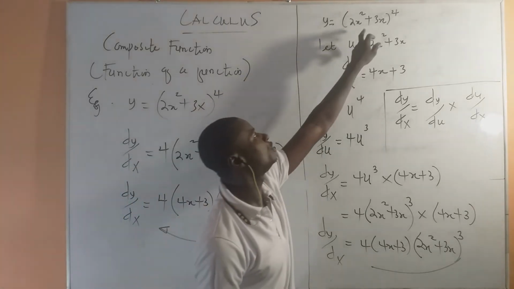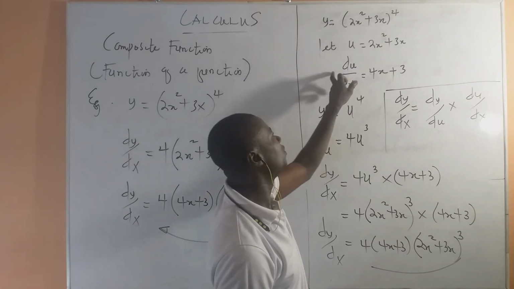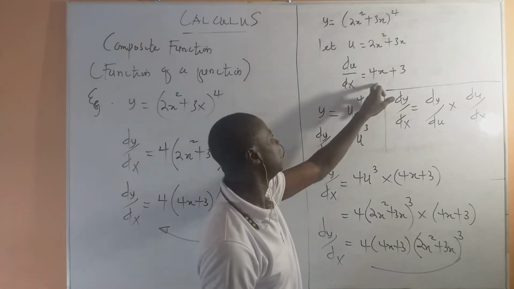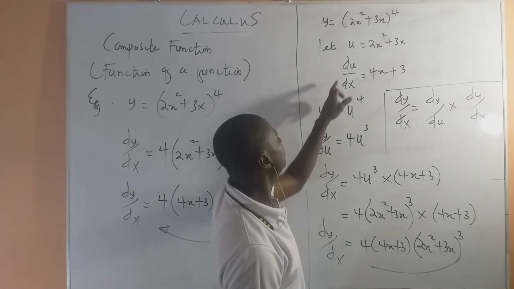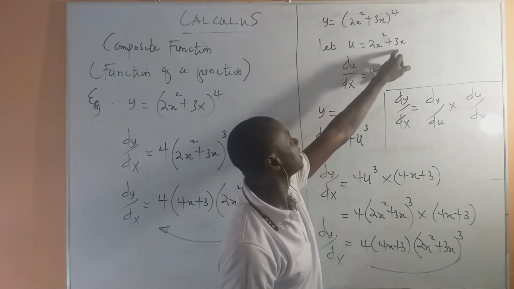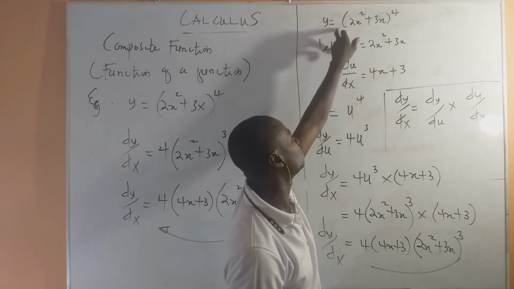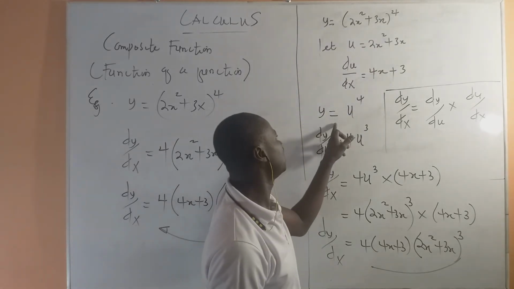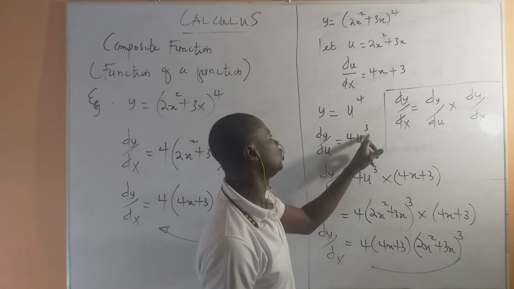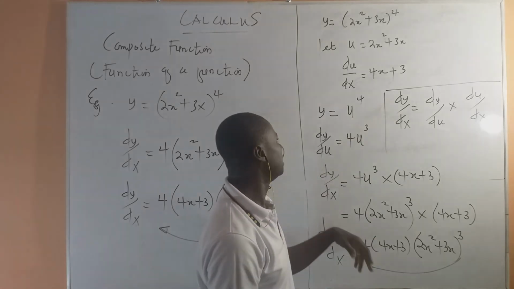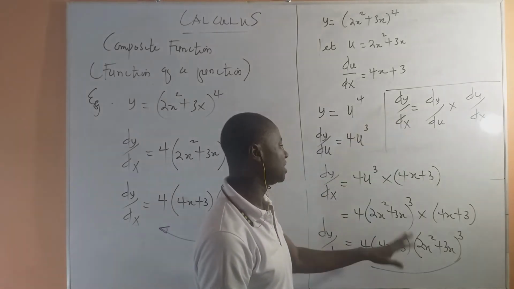You let u be equal to what you have in the bracket. Then you differentiate u with respect to x. Then y, you said u should be equal to 2x squared plus 3x. So wherever you see 2x squared plus 3x, you now substitute that by u. So y equals u exponent 4. Then you differentiate with respect to u, and that will give you 4u cube. You know the general rule for differentiation. Then from the chain rule, you did your substitution and your answer is coming out.